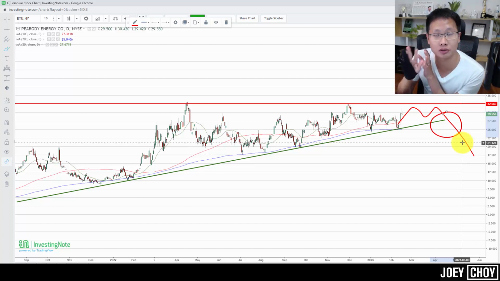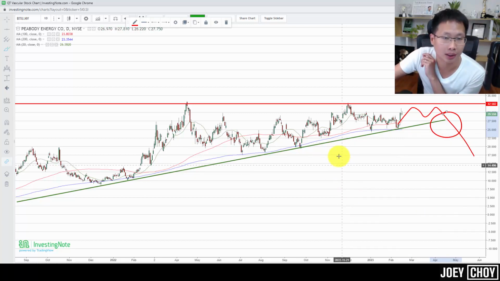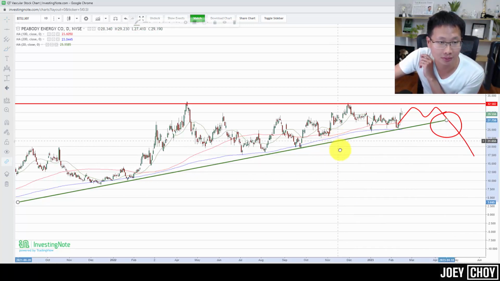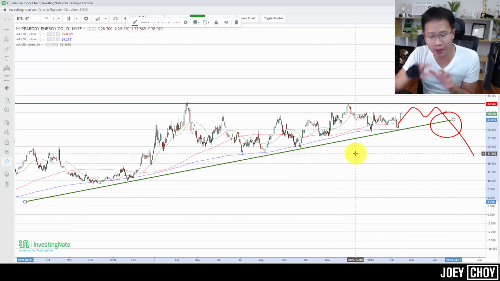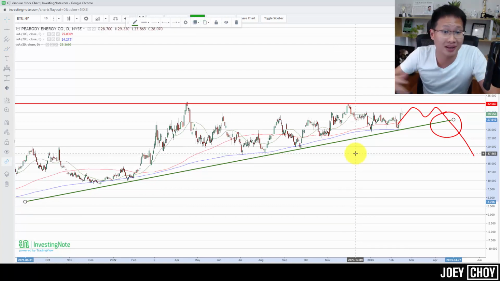So that's how you can tell if the trend has indeed turned, just by looking at the upward sloping trend line, or what we call the channel support line. All right, so let's take a look at another example, maybe one that is downtrending.